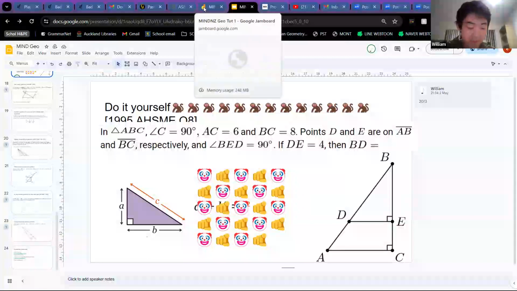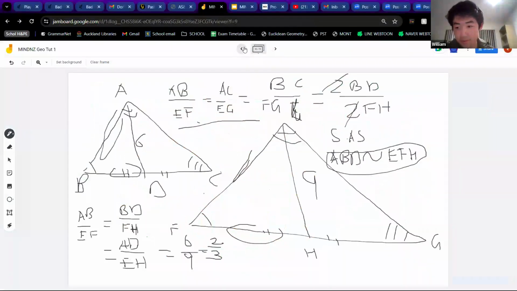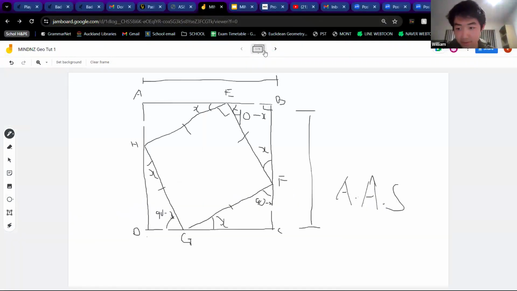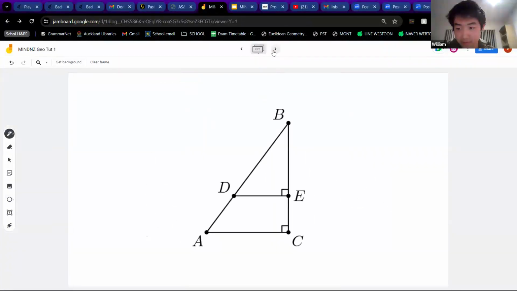Wait, Ethan, can you switch to the Jamboard? Okay, so first off, do you guys know which triangles are similar? So just say in chat which triangles are similar.